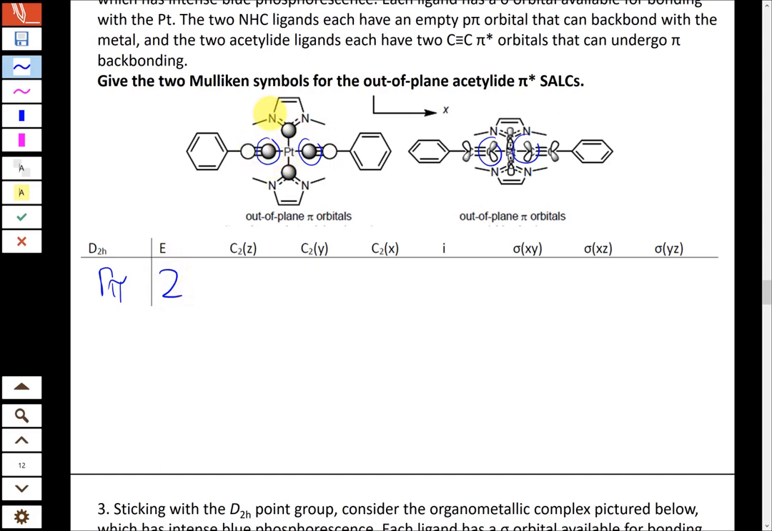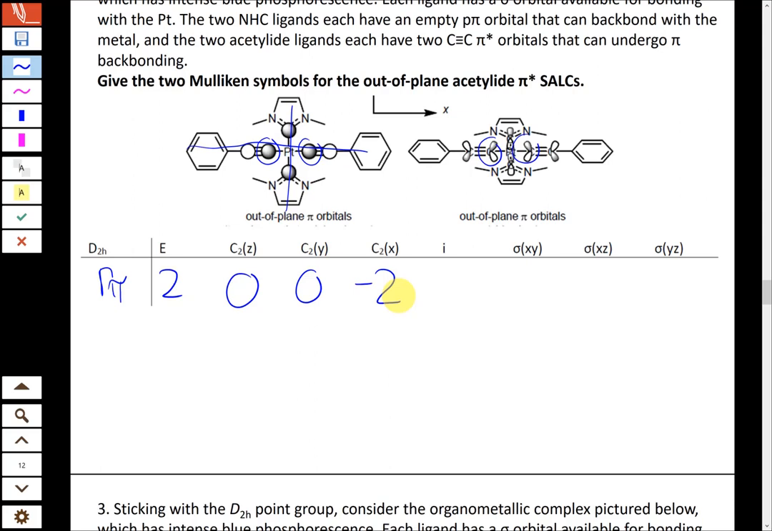For C2z, we again rotate everything onto each other, so we always get a character of 0 for that. For C2y, we're going to flip them over, so that's going to get a character of 0. And then for C2x, we flip the whole molecule over in the x direction, so those orbitals stay in the same place but change signs. We get -2 for x.